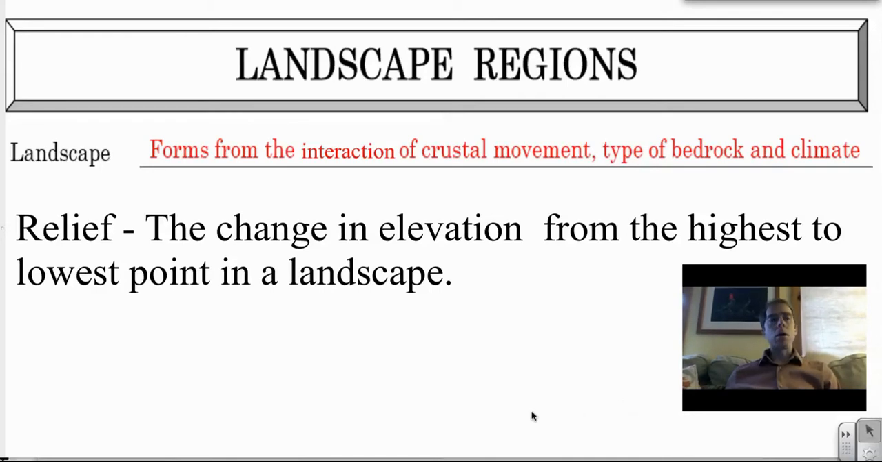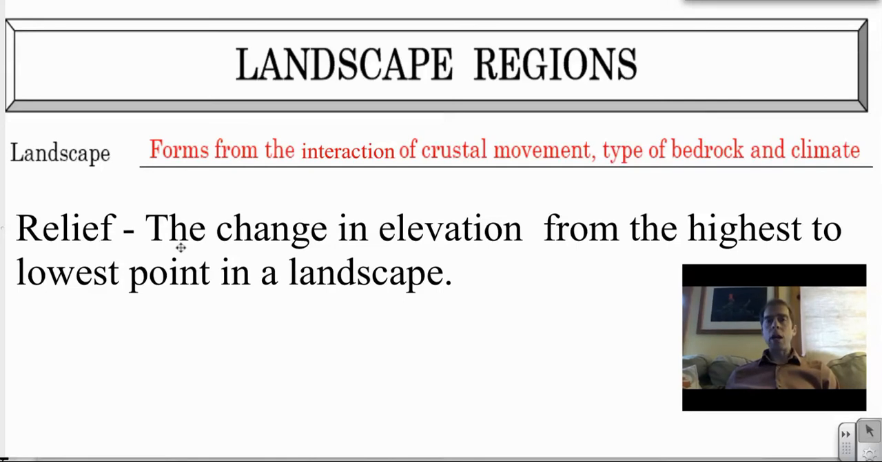If we look, landscape is the interaction of the movement of plates and the type of climate and the bedrock, what the rocks are made out of. Relief is not a term that's in the notes sheet. You can just put it right underneath landscape there on the sheet.